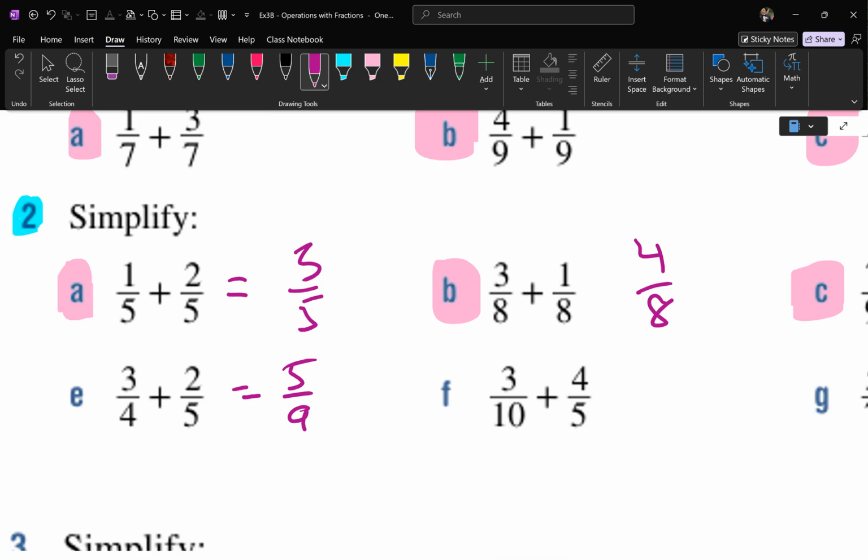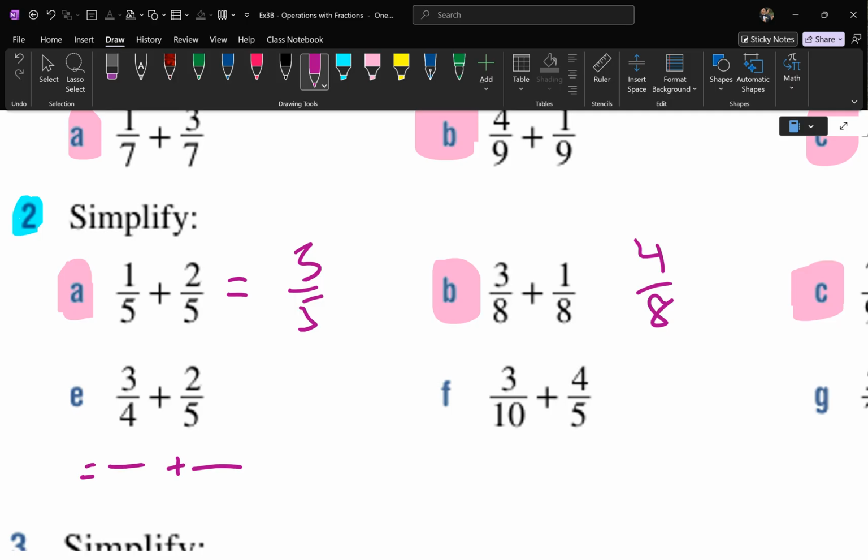Because the first bit was easy, you're understanding that's a fifth. You got 1 of those fifths pizzas and then you got 2 of those fifth pizzas. So together, you got 3 of them. But here, they are different types of pizzas. You have to make sure they're the same first. So to make sure they are the same, you need them to have the same denominator, which is the LCM. What's the LCM of 4 and 5?